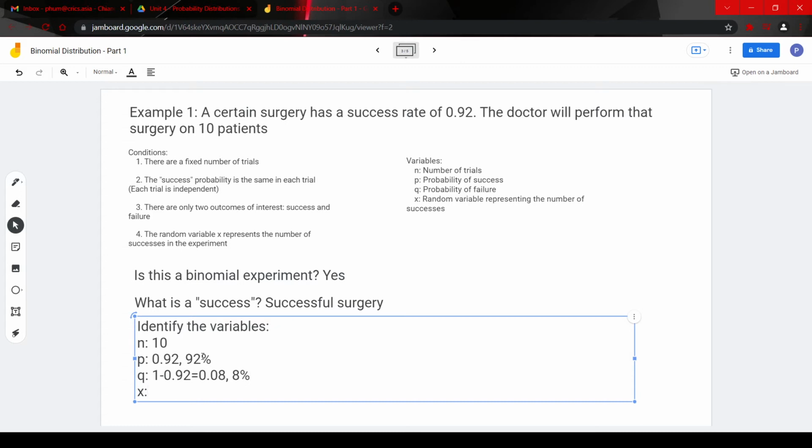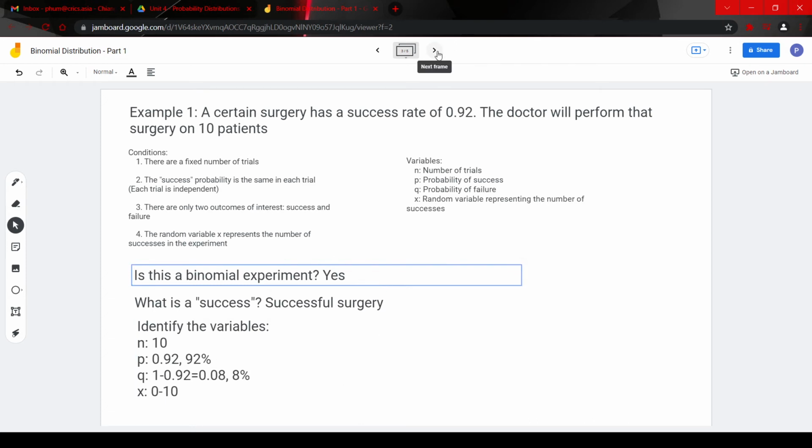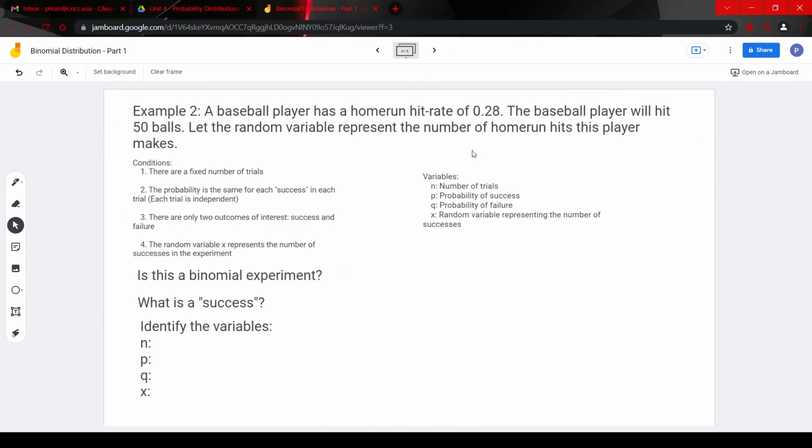That's fine too. Now, x is the number of possible successes, right? It is possible that out of 10 patients, all of them did not have a successful surgery. So it can be anywhere from 0 to 10, right? We can't have 11 successes with 10 trials, nor can we have negative successes. So we'll move on to example 2.